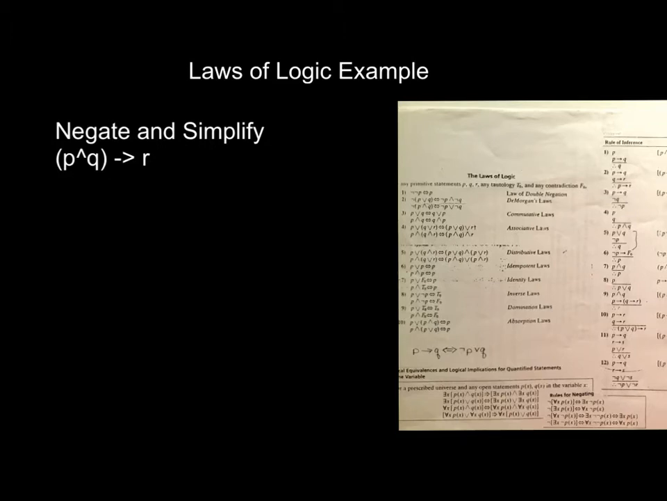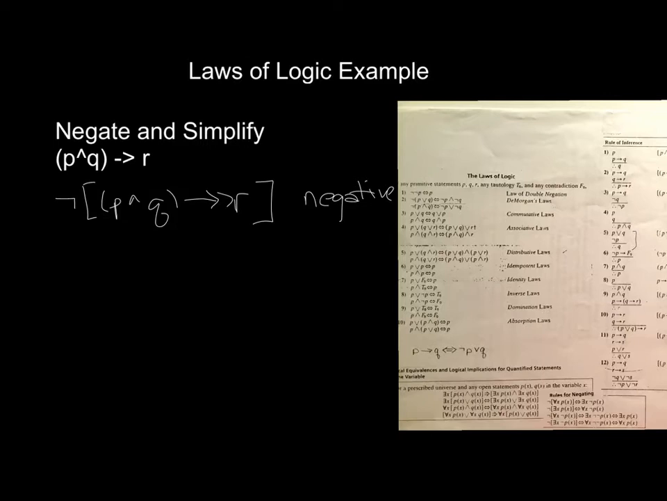So we'll do an example using the laws of logic, which is to negate and simplify the compound expression P and Q implies R. So I'll start by doing the negation. I'll write the not, P and Q implies R. And I'm also going to let you know, I'm going to justify each step in the right-hand column. And I'm going to ask that you do the same when you turn in work so that I can more easily follow what you're trying to do.